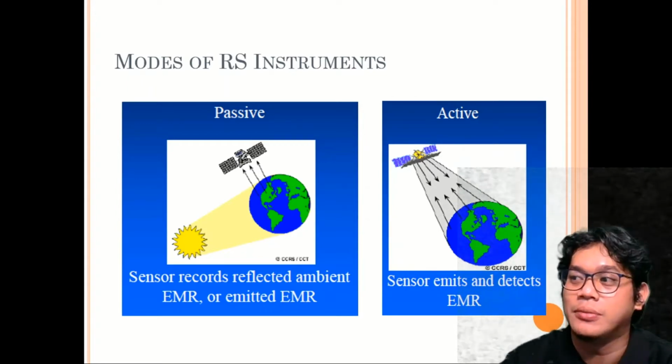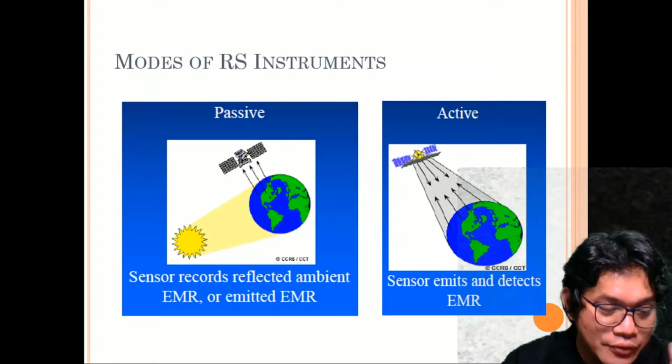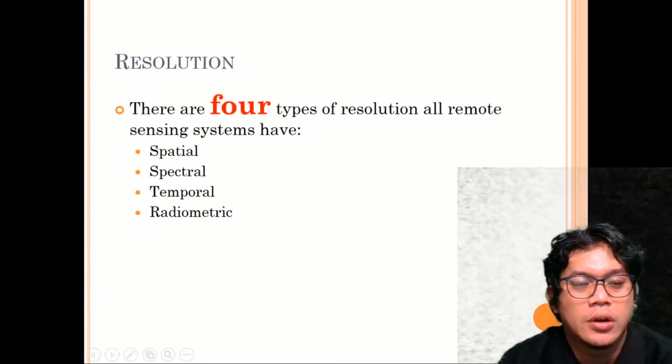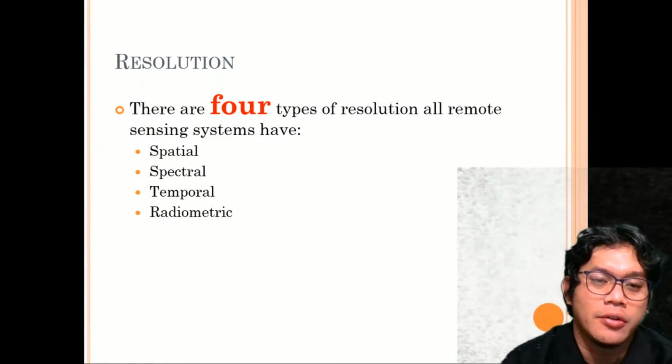So that will be the definition of remote sensing. And now we look into the resolutions in remote sensing.